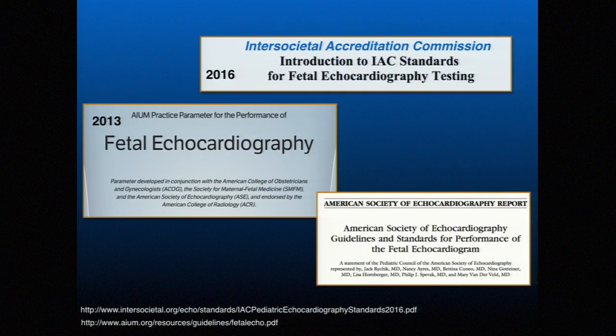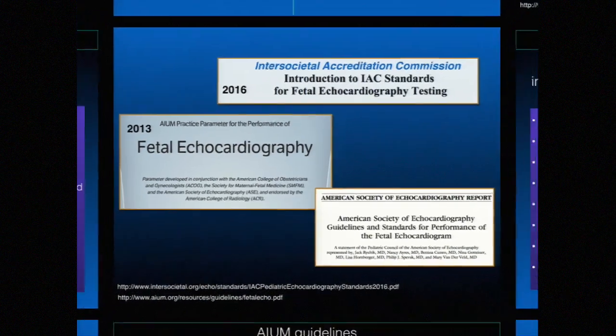So in regards to where we're getting our protocols from, it depends on if you're doing echoes from a pediatric cardiology lab versus an MFM lab, in terms of where you're getting an accreditation from, be it from IAC or from AIUM, and ASC is also involved in creating these guidelines. I do come from an MFM lab, and our lab is AIUM accredited, so much of my protocols are based around that, but they mirror each other pretty well, looking at IAC as well as AIUM.